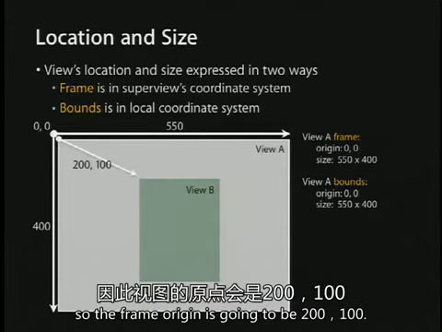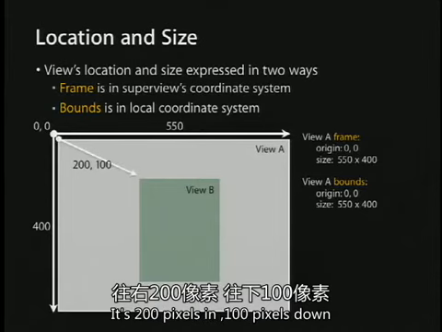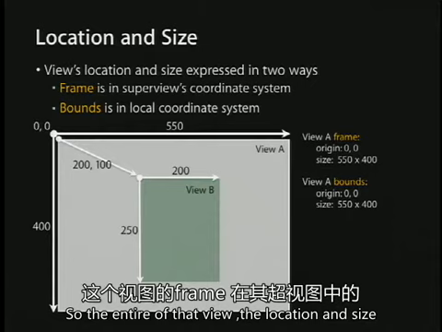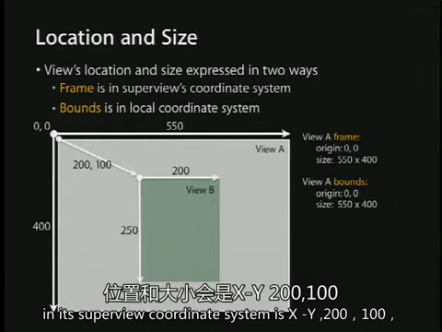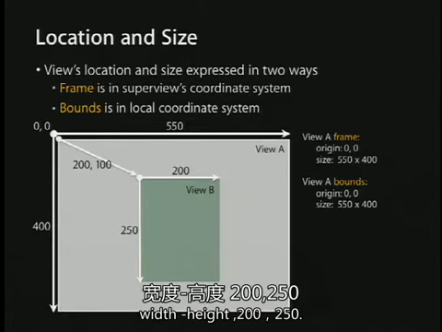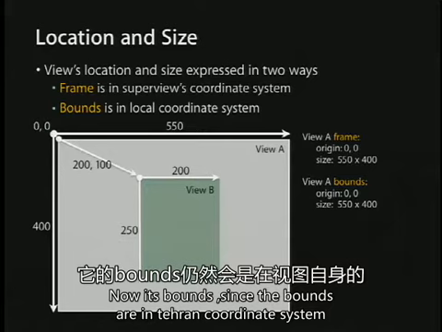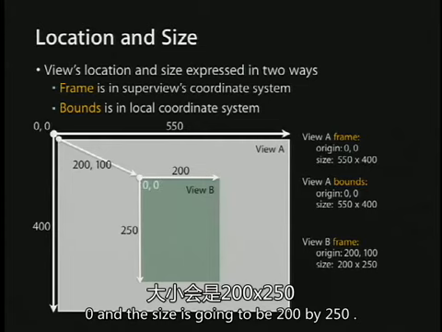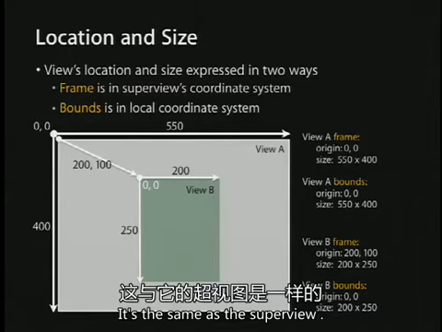So the frame origin is going to be 200, 100. It's 200 pixels in, 100 pixels down. And then its view size is going to be 200 by 250. So the entire frame of that view, the location and size in its superview coordinate system, is xy 200, 100, with height 200, 250. Now its bounds, since the bounds are in the coordinate system of the view itself, again, the origin is going to be 0, 0, and the size is going to be 200 by 250. It's the same as the superview.